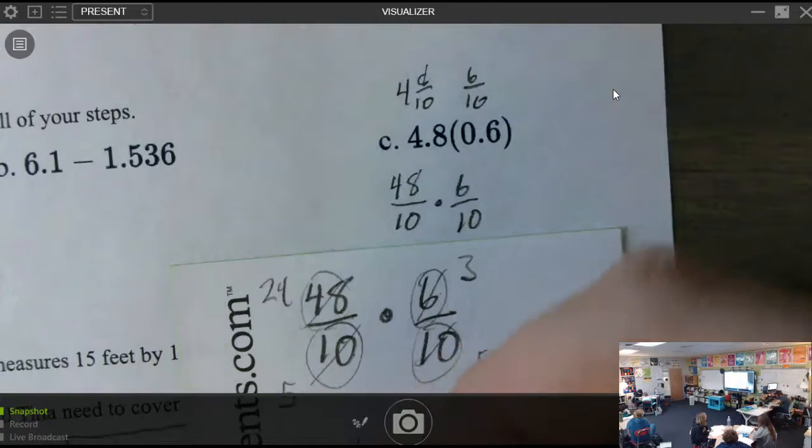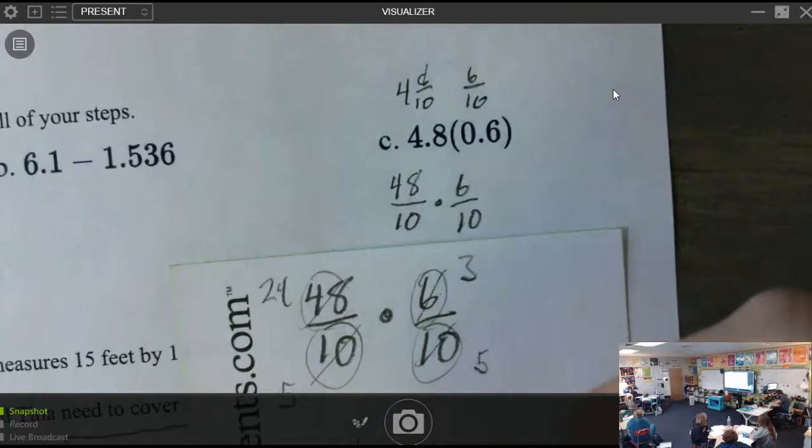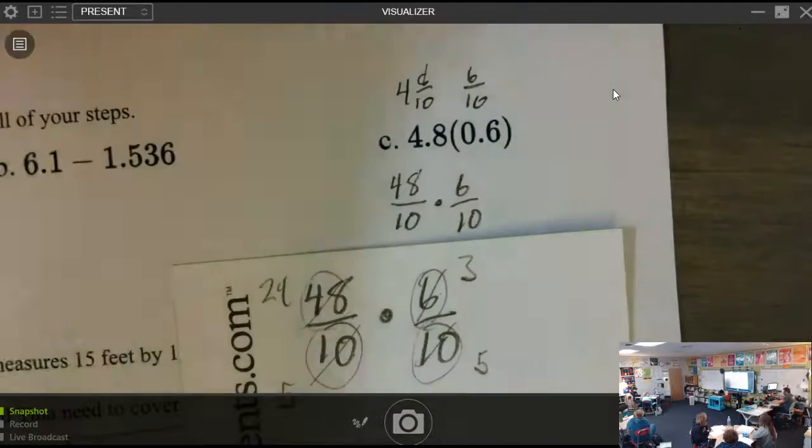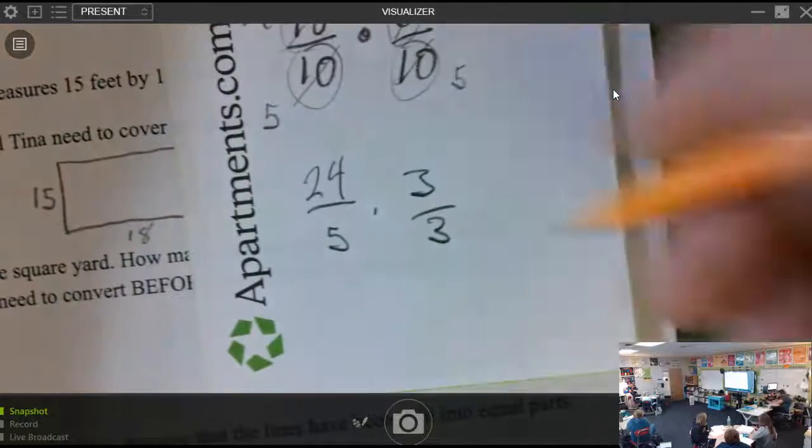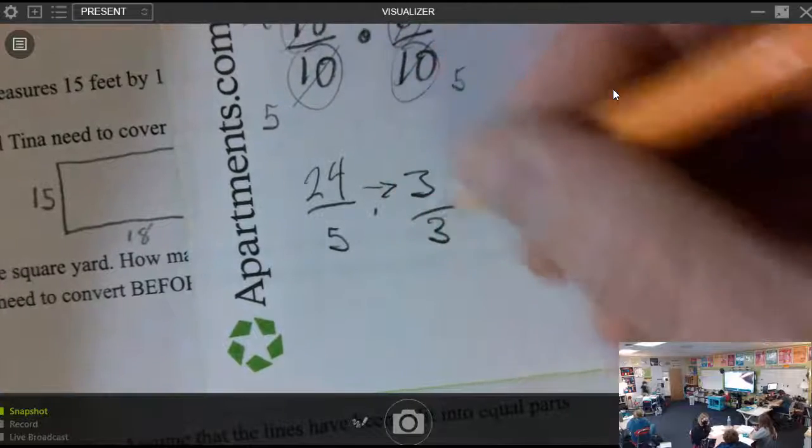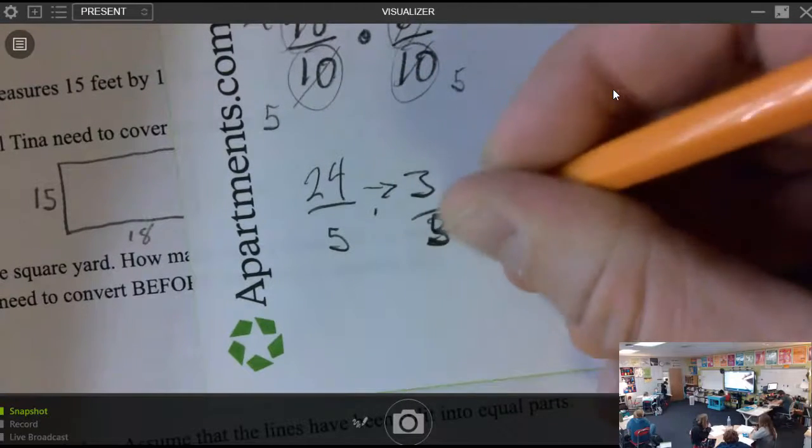So, I am off the post-it now. 24 times 3. Sorry, this is a 5.